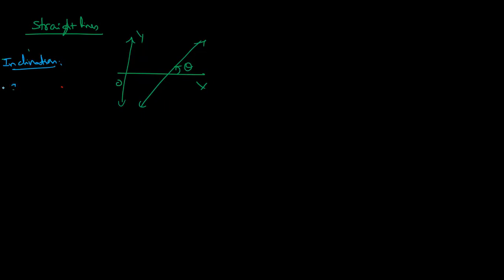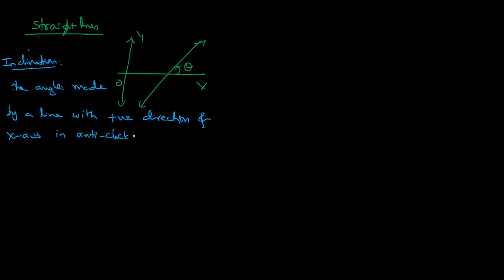Write down. The angle made by a line with the positive direction of the x-axis in the anti-clockwise direction is called its inclination.